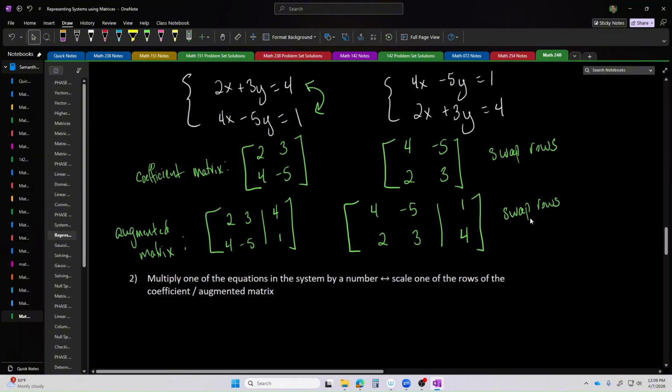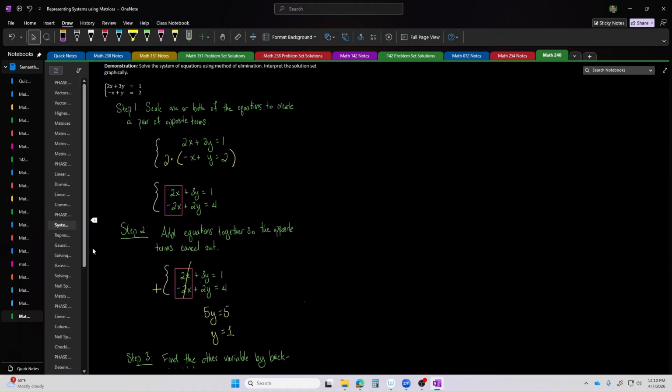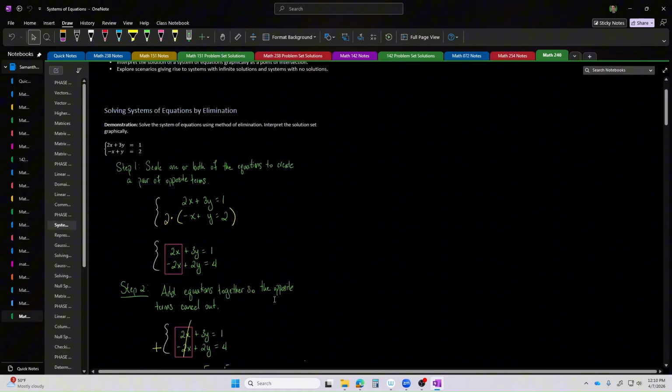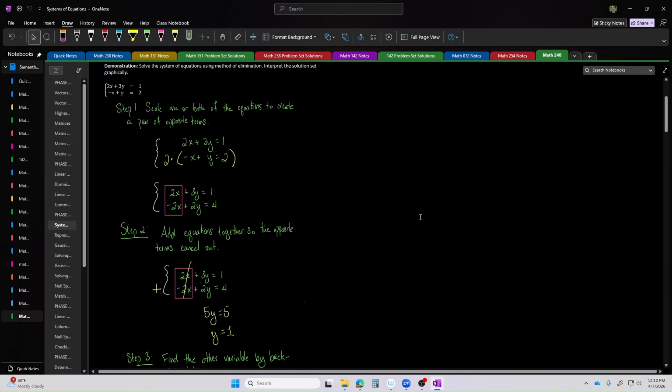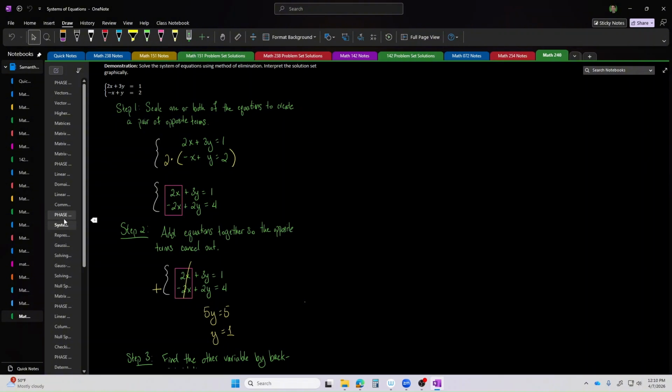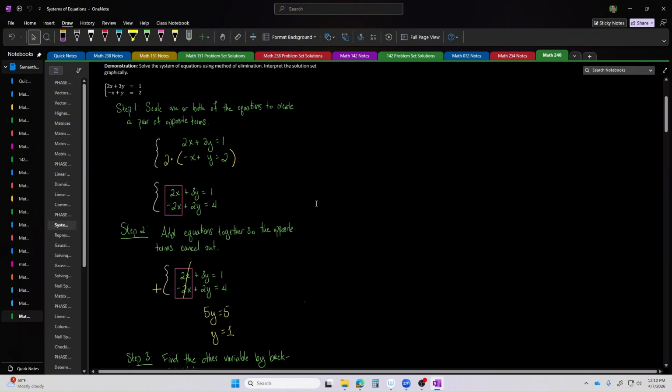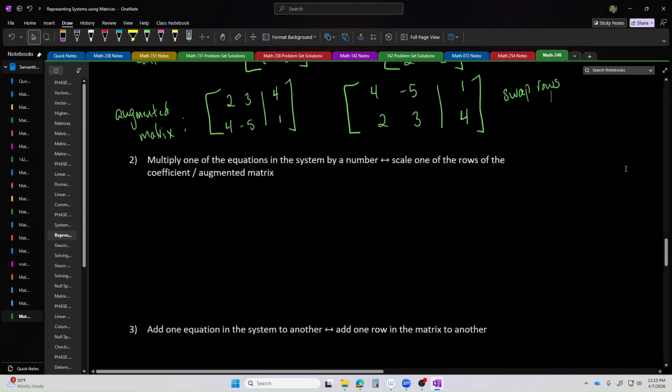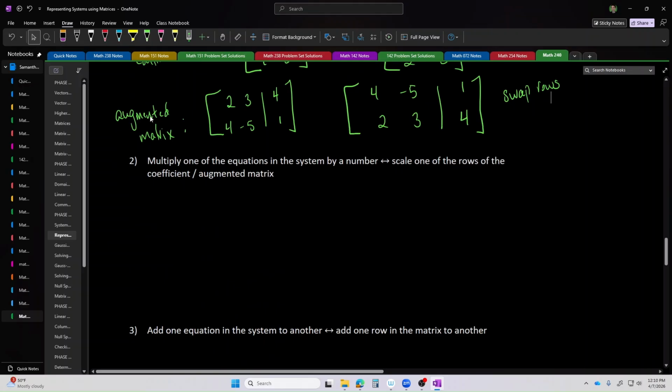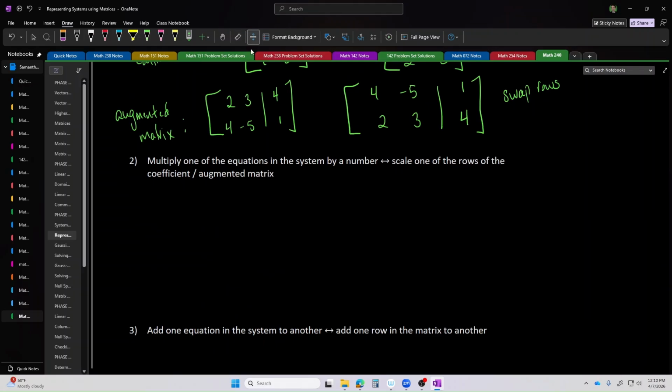One of the other actions that we have taken as we're solving a system of equations by elimination, one of the actions that we took quite often was taking one of the equations in the system and multiplying that equation by a number, scaling the equation to create a pair of opposite terms that'll cancel out. So if I performed a similar action on the corresponding coefficient matrix for the system, or on the corresponding augmented matrix for the system, that would correspond to scaling one of the rows. Let me show you that.